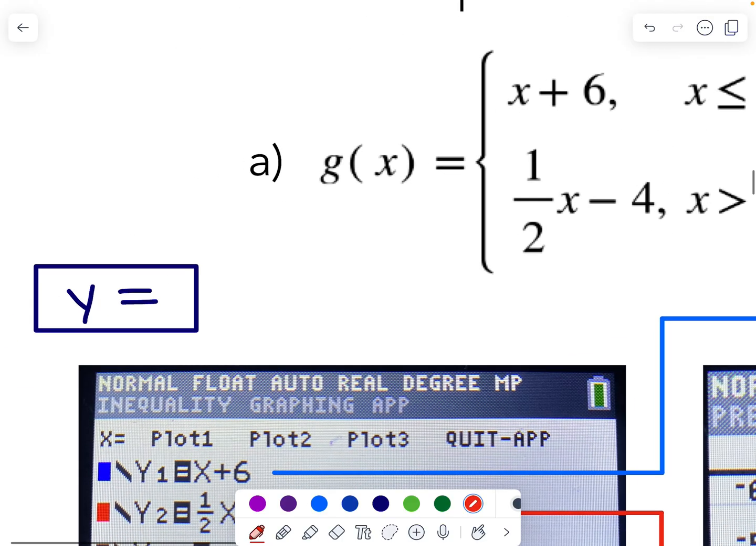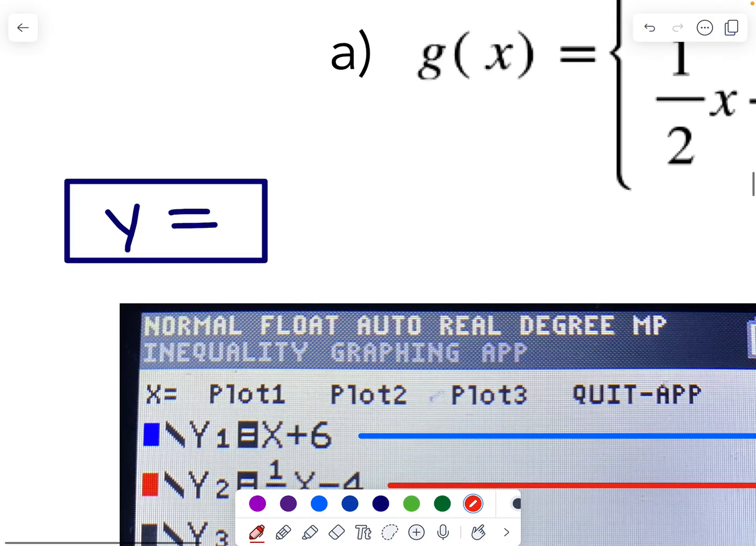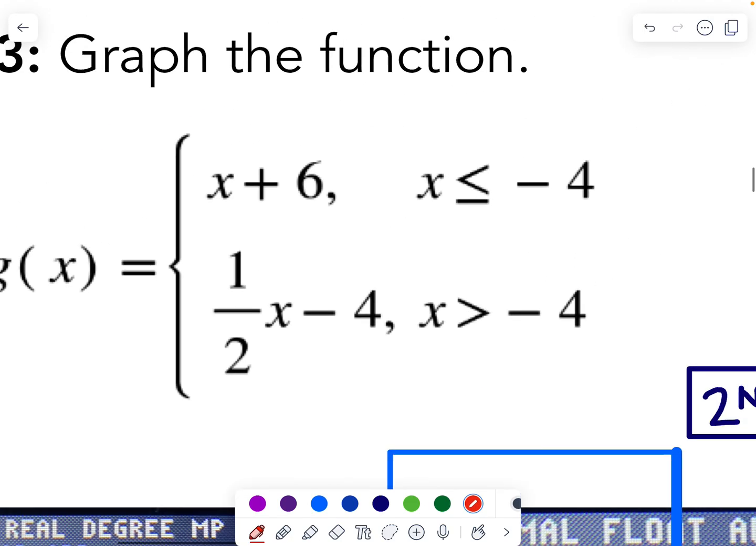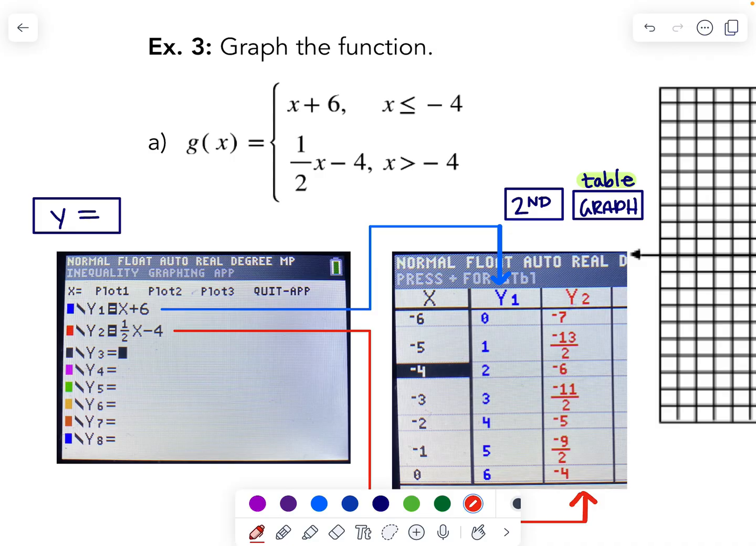So I'm going to go ahead and go to my y equals button, and I'm going to enter both functions at the same time. So again, remember, even though it's a g of x, we are putting this in the y equals, and we have x plus 6, and then we say y equals 1/2 x minus 4. And I'm going to list them in the same order that they're listed here so that I have no confusion as I'm going to different screens on my calculator so that I can find what I need.